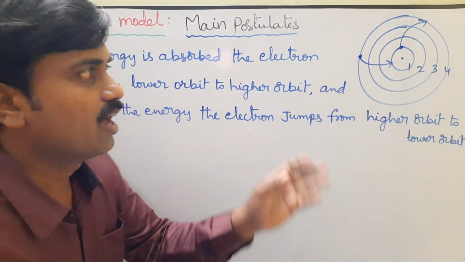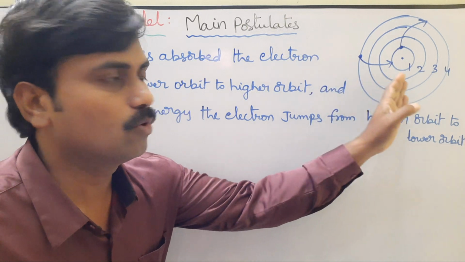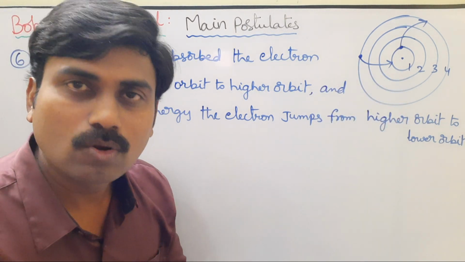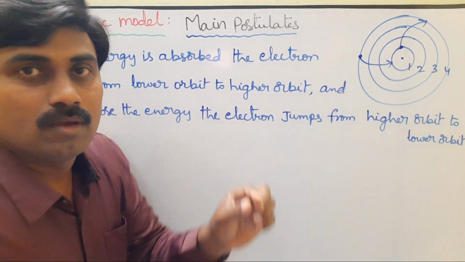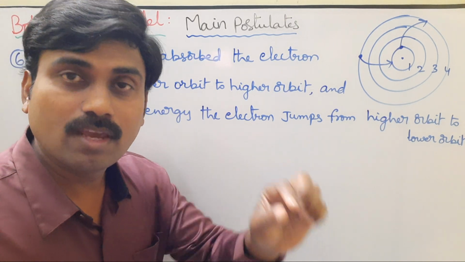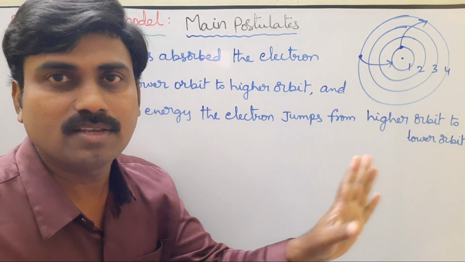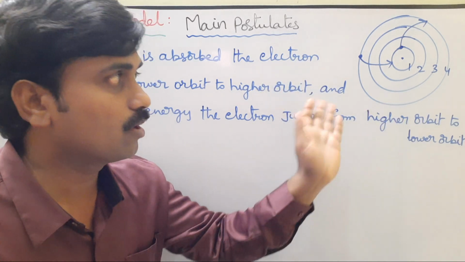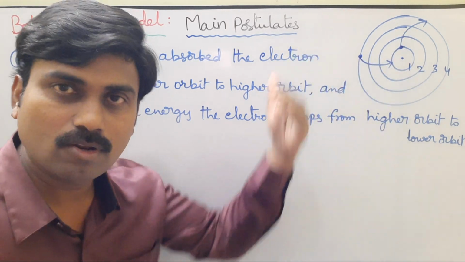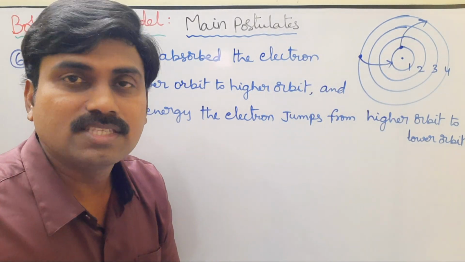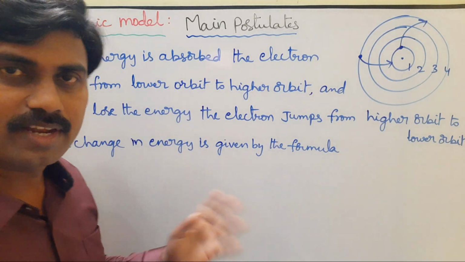So that is called electron jumps from higher orbit to lower orbit. So it loses energy. If an electron is revolving in a fixed orbit, there is no change in energy. But if the electron jumps from an inner orbit to an outer orbit, or from an outer orbit to an inner orbit, then only the energy will be changing.